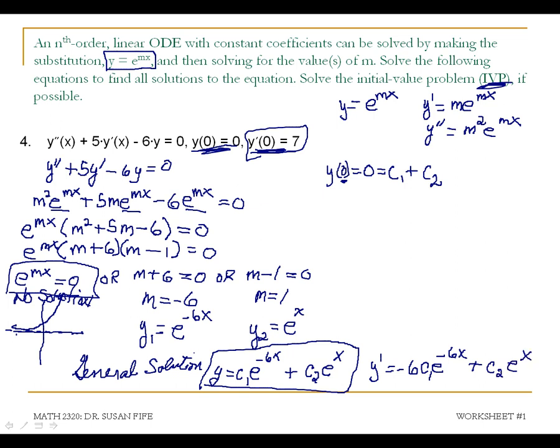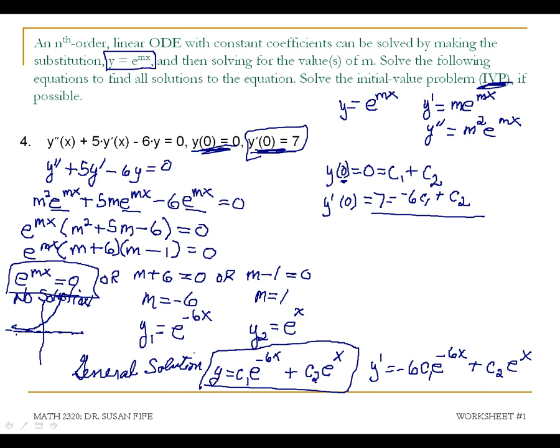That's my y prime. And now knowing that y prime of 0 is equal to 7, let's see, I get y prime of 0 equals 7. Putting 0 in for my x's is going to cancel out those exponential parts. It leaves me with a negative 6 c1 plus c2. And this gives me a system of equations that I can solve.